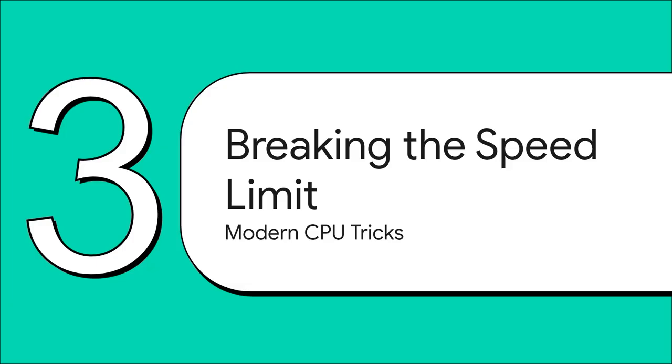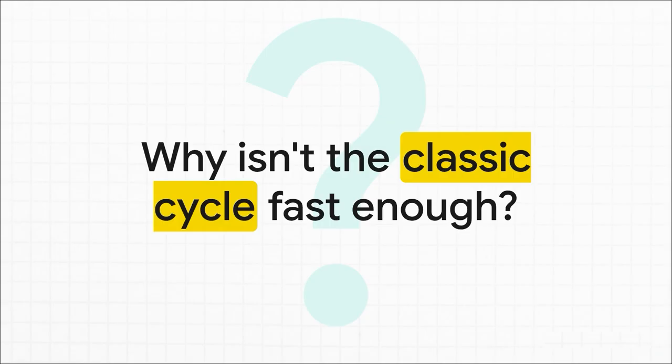Now that classic cycle is the foundation for everything, but let's be honest, it is nowhere near fast enough for the modern world. So now let's get into the really cool stuff, how CPUs manage to completely shatter that classic speed limit. And that's a fair question, right? If the cycle works, why did we have to go and make it so much more complicated? What was the fundamental problem that engineers were trying to solve?